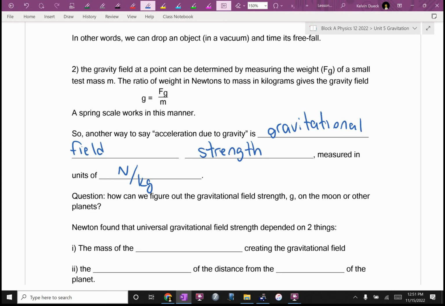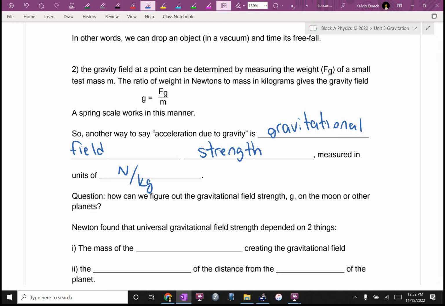Okay. Here's the question then. Finding this g, either by dropping an object and timing it, or by letting it dangle from a spring scale, you have to be on the planet to get the g value. How can we figure out gravitational field strength on the moon or other planets? Because we had to know what they were before we could build rockets to land on them.